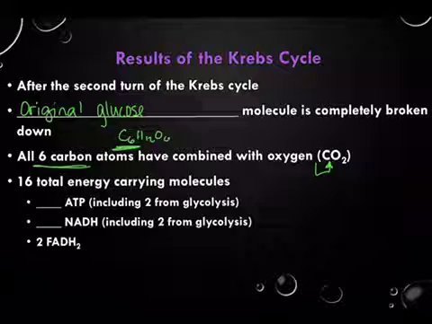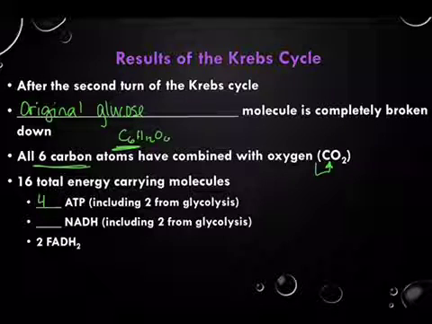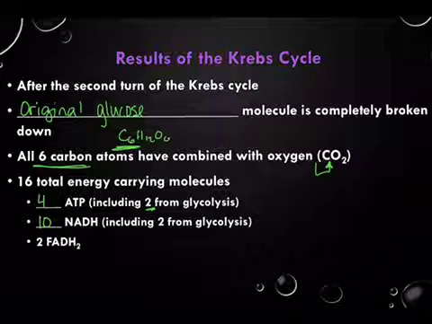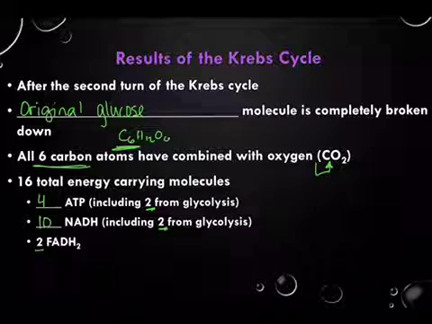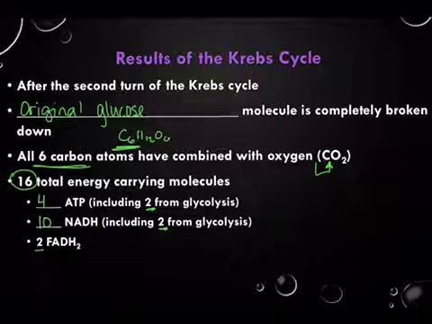So we get 16 total energy molecules. 4 of them are ATP, 2 of those are from glycolysis. We get 10 NADH molecules. Again, 2 are from glycolysis. And 2 FADH2 molecules. So that's where we get a total, up to this point, of 16 energy-carrying molecules.